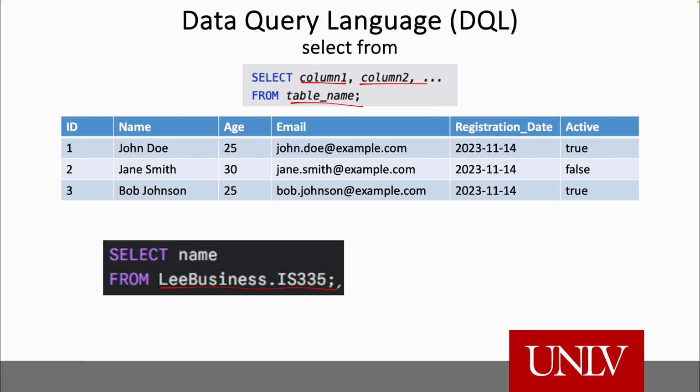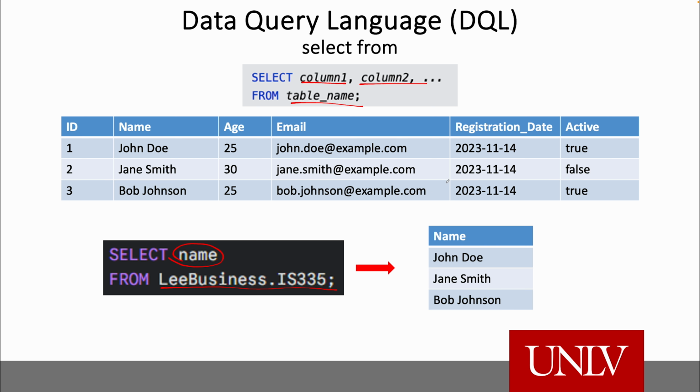In this query, select name specifies that you want to retrieve the name column from the table. And then from IS335 indicates the table from which you want to retrieve the data, which in this case is IS335. So the result of this query should be the whole name column, right? From here. Since we only want to retrieve the name column, this should be what the result looks like. Let's have a try.